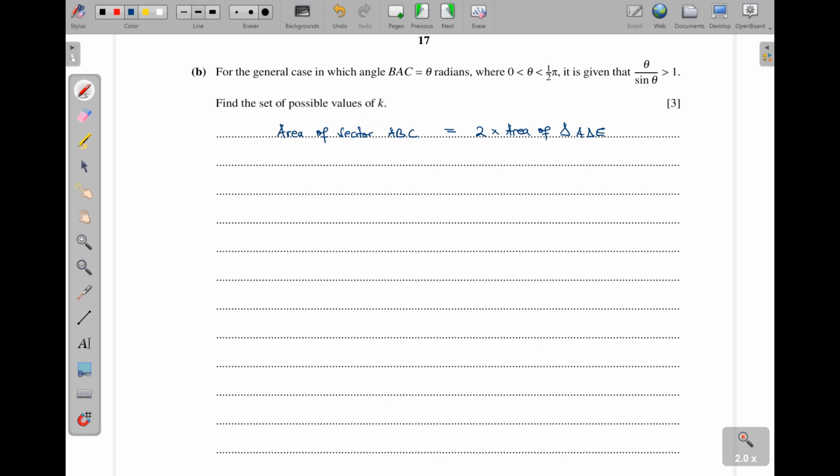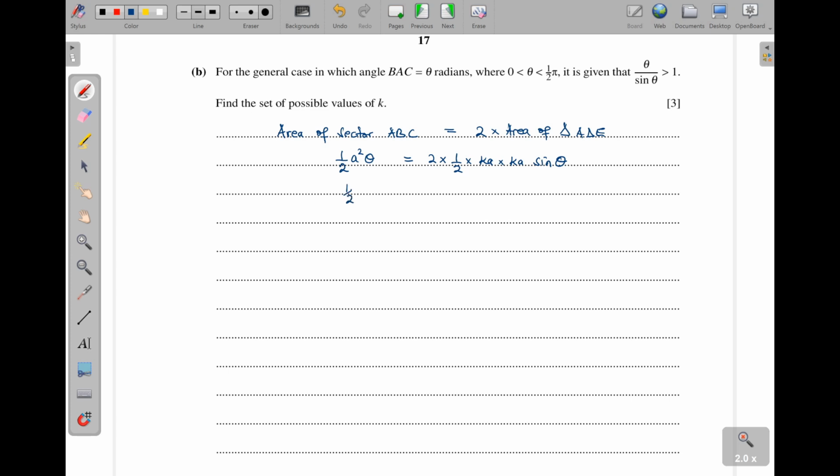Okay, and the area of the sector, we have seen it is a half, the radius is a, then squared, then times theta, which is equal to 2 times the area of the triangle. That is a half times the radii. The two lengths were KA and KA, so we are going to have times KA times KA, then sine of the angle in between them, which is theta.